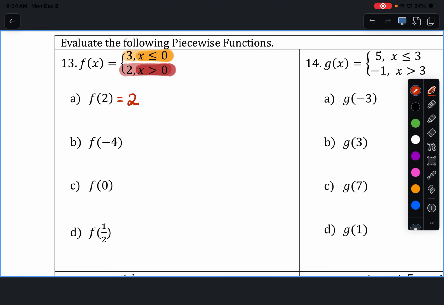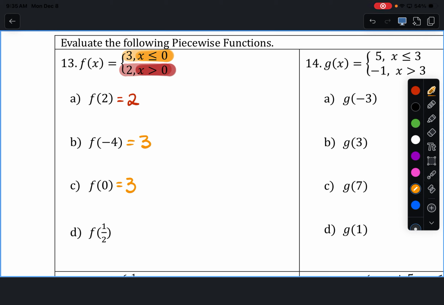Now, for f of -4, is -4 less than or equal to 0? So that's the equation I plug into. What is f of -4 going to equal? Then we have f of 0. Which equation do I need to plug this into? The first one. So what is f of 0?